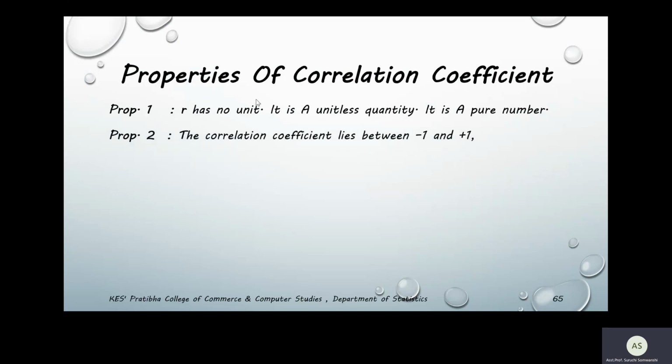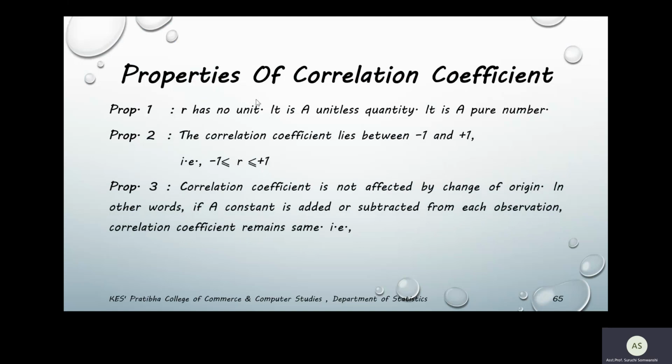Again, the second property is that the correlation coefficient lies between minus 1 and 1. That means minus 1 is less than or equal to R less than or equal to plus 1. That means the value of R is not going to exceed minus 1 and plus 1. It will always lie within this range. It will take exactly minus 1, it will take exactly plus 1, but it is not going to exceed these two values.